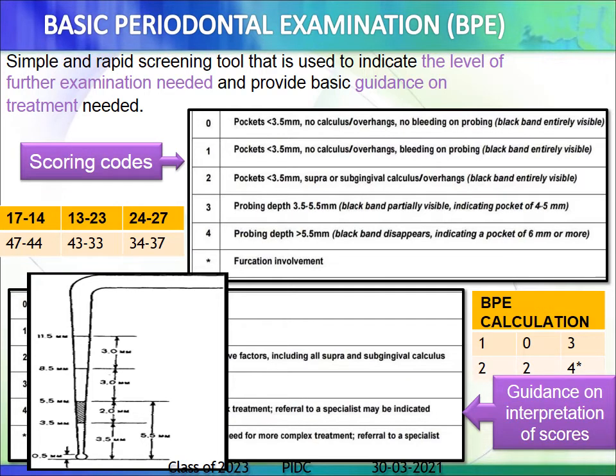Any patient who steps into your clinic, and if you want to see for their periodontal health, you need to go for this particular examination called the basic periodontal examination, the BPE. This is a simple and rapid screening tool that is used to indicate the level of further examination needed and provides basic guidance on the treatment needed. Here you can see a picture wherein there is a probe present. This probe is the WHO probe.